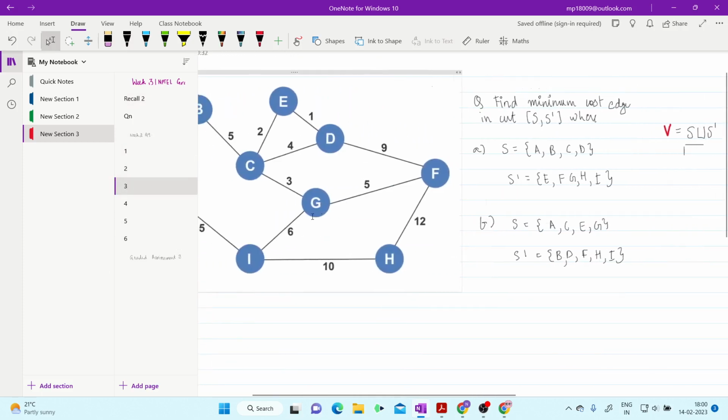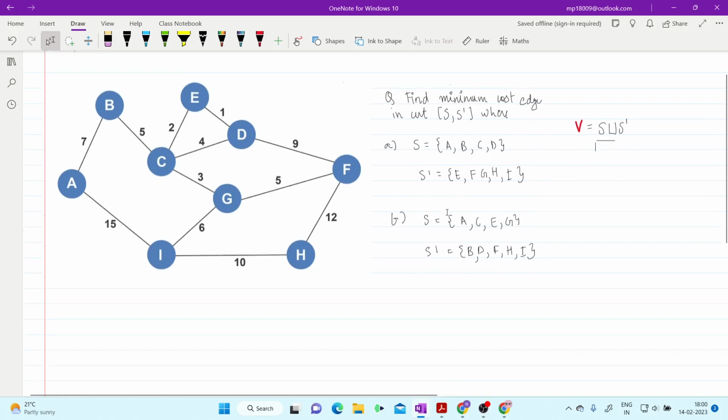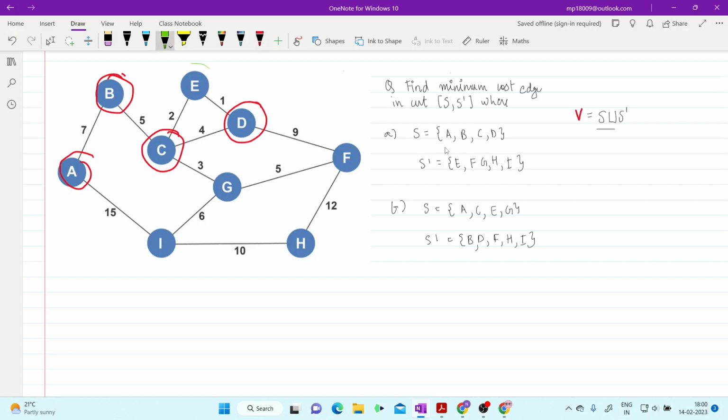Now in this question we have two cuts, and we are trying to find the minimum cost edge. First cut is this: A, B, C, D. And the second cut is E, F, G, H, I. So we want to find the minimum cost edge in this cut. Basically we have to look at all those edges whose one vertex is lying in S and the other vertex is lying in S prime.